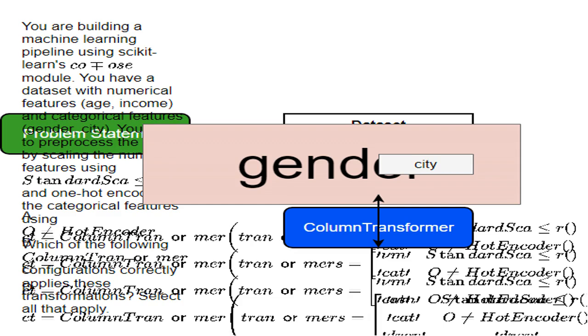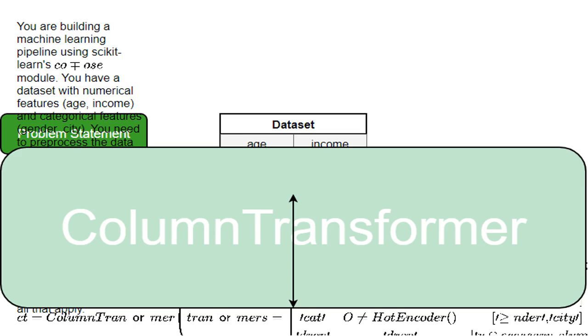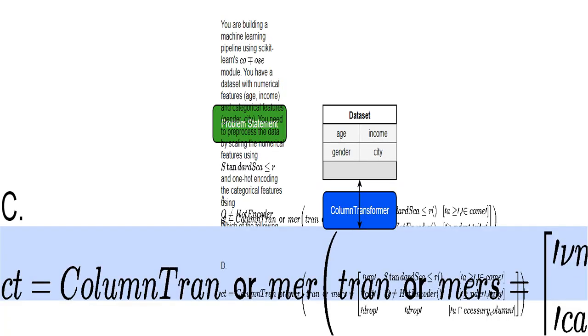This is the key to solving the problem. This is the overall topic of the question: how to configure a ColumnTransformer in Sklearn. We are using this to process our data effectively. Our dataset has age, income, gender, and city columns. This is our raw material for the machine learning pipeline.